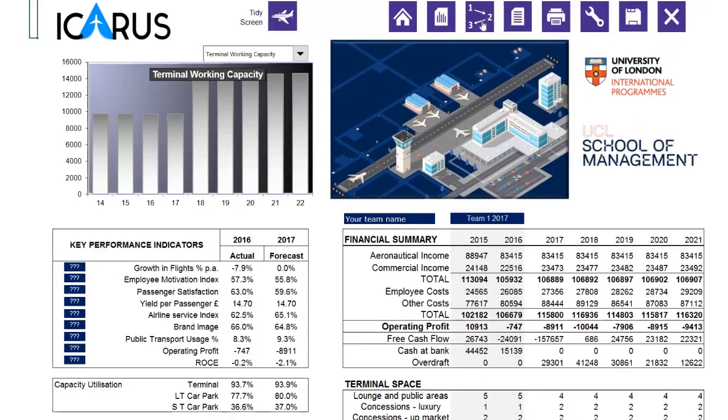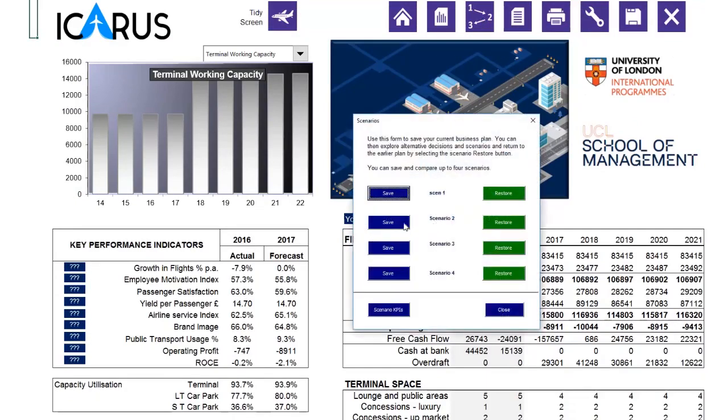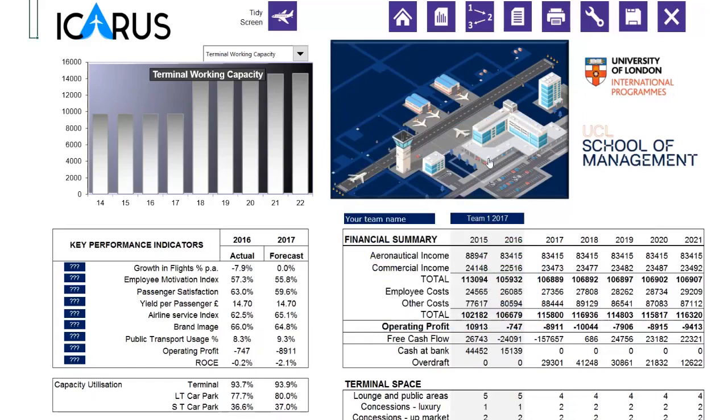and then perhaps go back and try something completely different, like focusing on the low cost short haul holiday airlines, which would imply different decisions on the shops that we're going to have in the airport and so on. And then save that as a different scenario and compare the two. And you can do that for up to 4 scenarios.